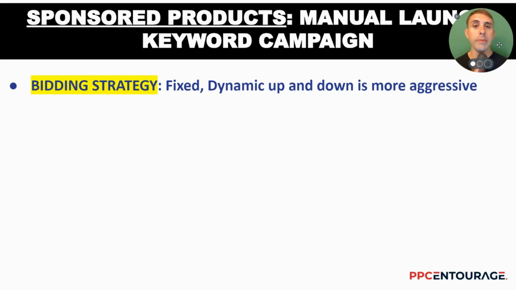So to overcome that and to get some impressions right away, you can go to fixed bids to start. And once that campaign has a little bit of juice and a little bit of campaign history, you can then switch to dynamic up and down.